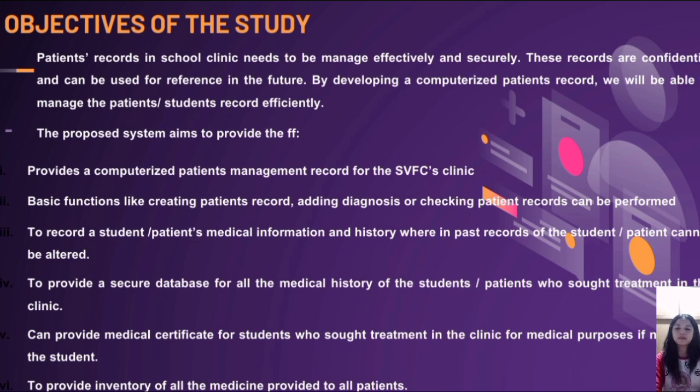Number one is to provide a computerized patient record management for the SBFC's clinic. Number two is that basic functions like creating a patient's record, adding a diagnosis, or checking a patient's record can be performed. Number three is to record a student's or patient's medical information and history, wherein past records of the students or patients cannot be altered. Number four is to provide a secure database for all the medical history of the students and patients who sought treatment in the clinic. Number five is that the system can provide a medical certificate for students who sought treatment in the clinic for medical purposes if needed by the student. Number six is to provide an inventory of all the medicine provided to all patients.